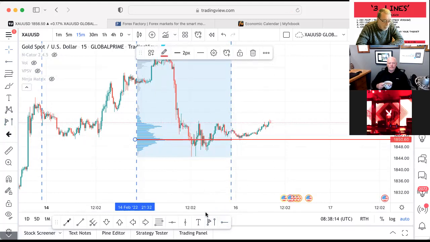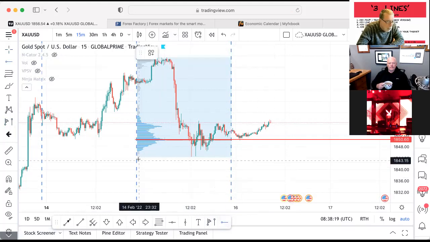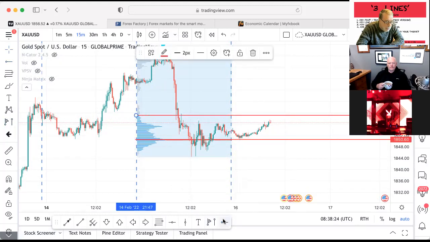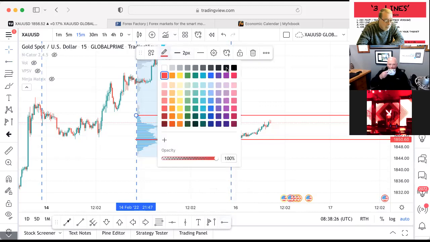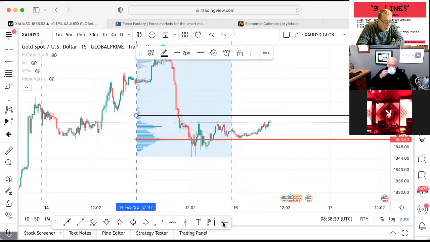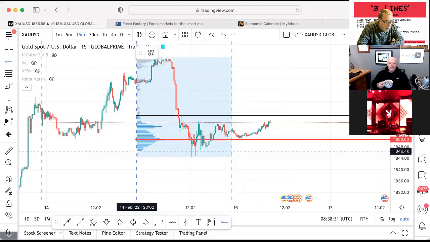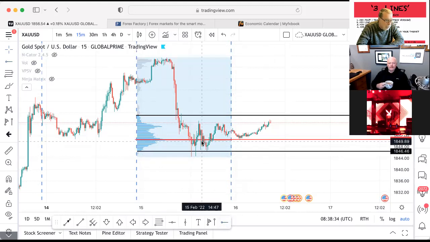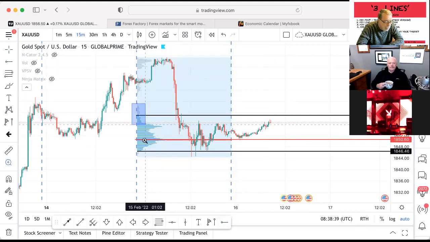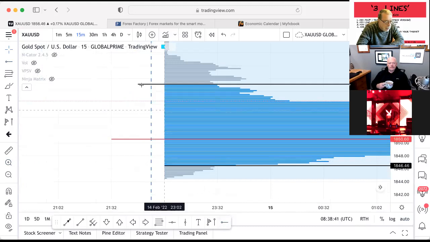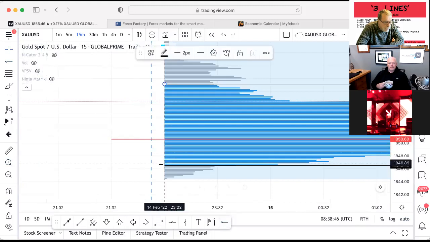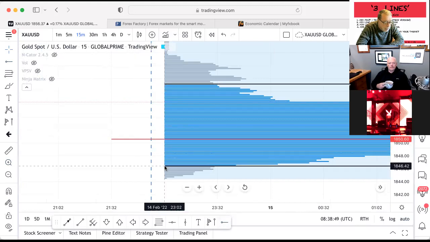And then I need to put 2 other lines on. One at the top of the 70% area, one at the bottom. And just to zoom in and check that I've got those accurately placed. And that one's spot on. That one is spot on.